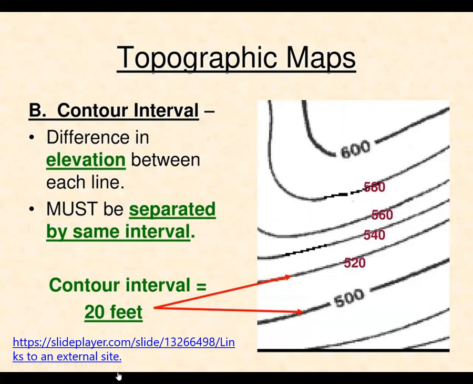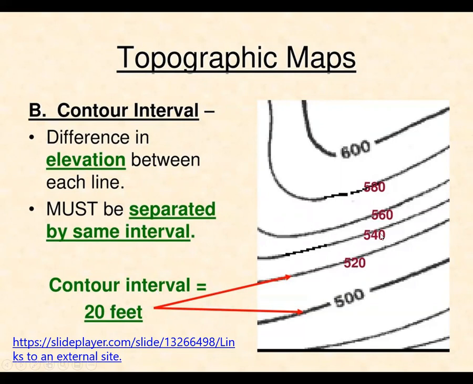Okay, look at this one, 500 and 600. How many lines are there between the two given numbers? 1, 2, 3, 4, and 5. Okay, what's the difference between 500 and 600? 600 minus 500 is 100. There are 5 lines, so 100 divided by 5, that would be 20. So the unit is given here as 20. So the contour interval is 20 feet because 500 plus 20 is 520.